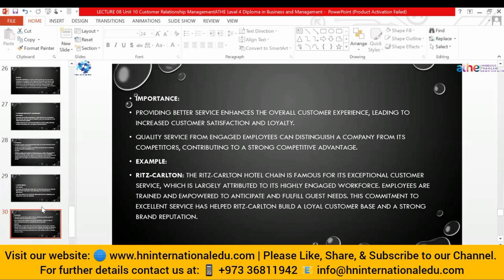For example, Ritz-Carlton. This hotel chain is famous for its exceptional customer service, which is largely attributed to its highly engaged workforce.